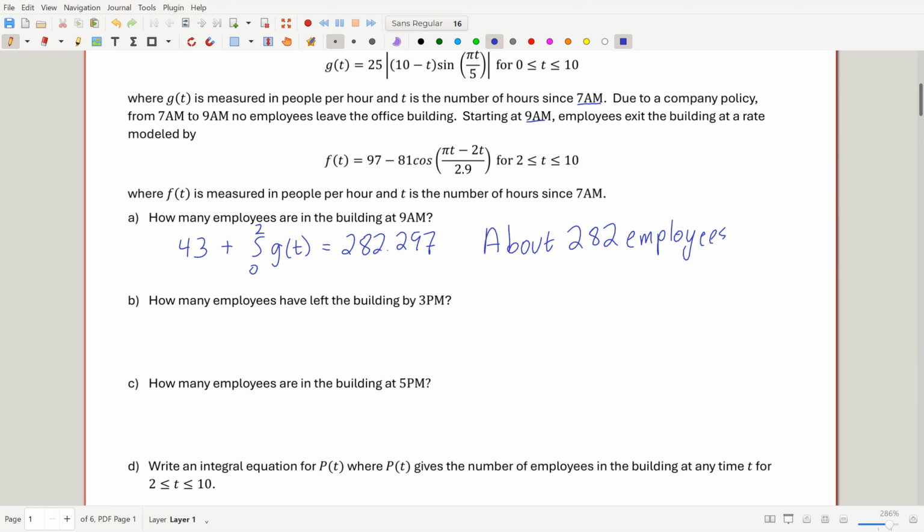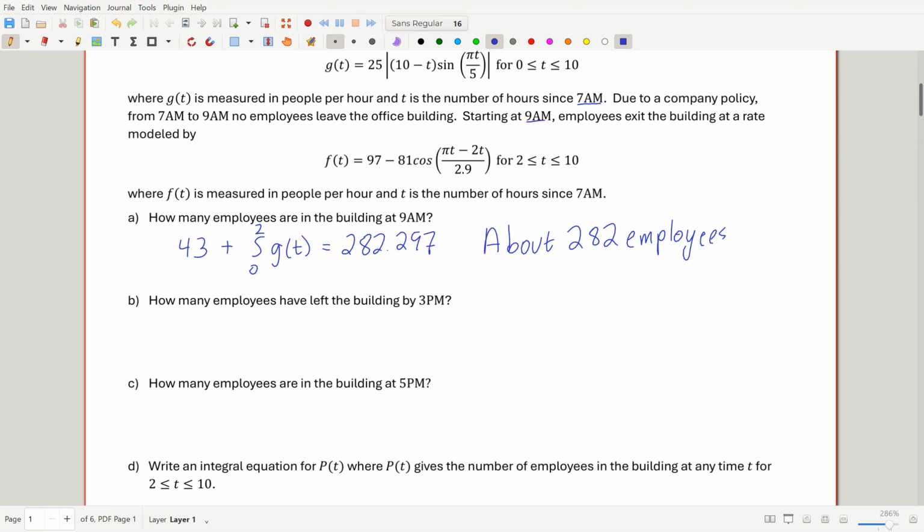How many employees have left the building by 3 p.m.? Look at questions A and B; this goes right to the two cards I gave you at the beginning of class. For this one, we want to know what the total is in the building. Are we asking for the total here, or just the change? Just the change. So all we need here is the integral, right? Careful on this one though, because I know this is exactly something that happens in a different problem that was given on the AP test.